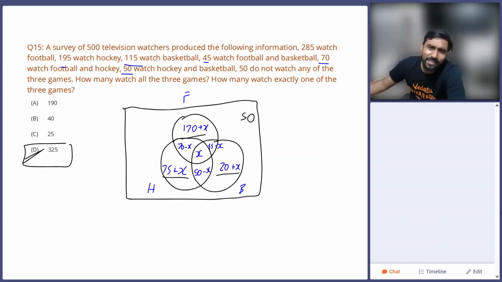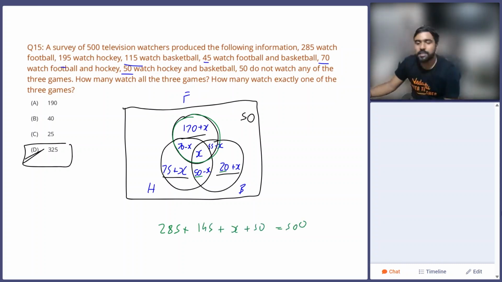You can actually get X also. So what can I say? The entire football region, that is 285. So 285 plus this minus X plus X will be cancelled out. So you have 20, that's 70 plus 145 plus X plus 50 equals 500. This is the expression that you have. You can say, what do you have over here? 230. And that will give you a value of X as some 20.